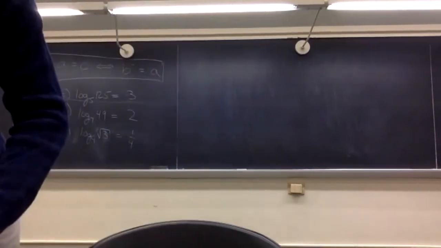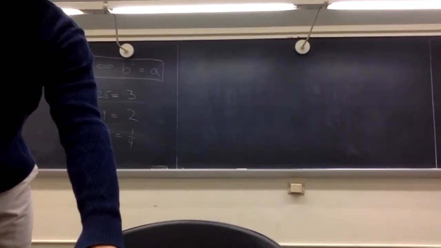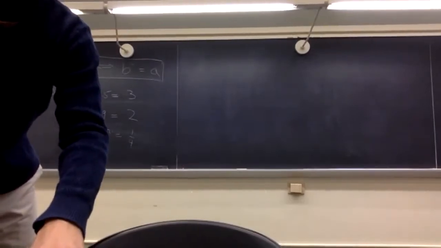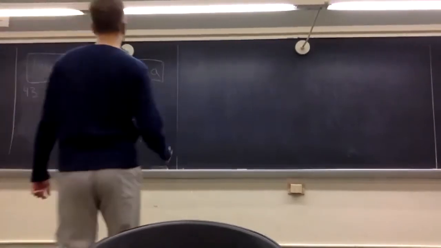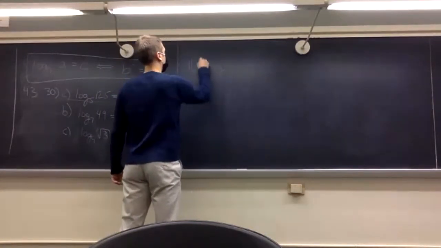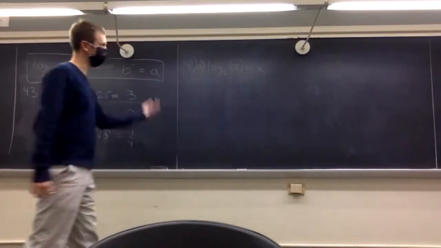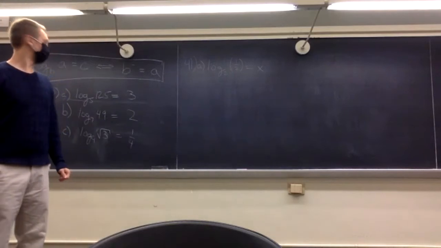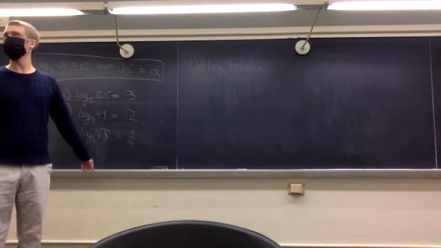That's number 30. Number 41 was use definitions to solve for x. So, I mean, this first one is more or less just like what we did. Log base 2 of x is 1/2, so solve for x. This one's pretty easy. Mostly because I graphed this exact function earlier. So this is one of the points that I plugged in.